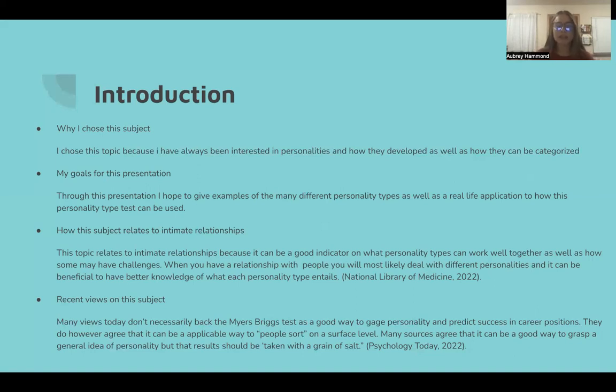Recent views on the subject are that many views today don't really back the Myers-Briggs personality type indicator as a good way to describe somebody and gauge their success in their career positions. But they agree that it is a good way to sort people, meaning that on different characteristics we can put people in different categories, and that can help grasp the general idea of personality. However, we should take it with a grain of salt because it's not clinically proven and it's not scientifically backed. So we have to be careful with that.